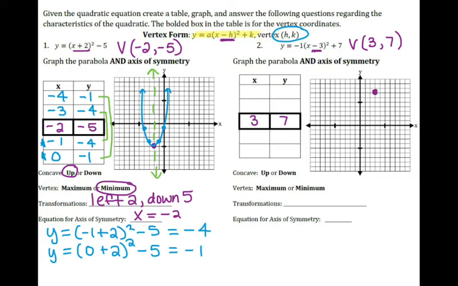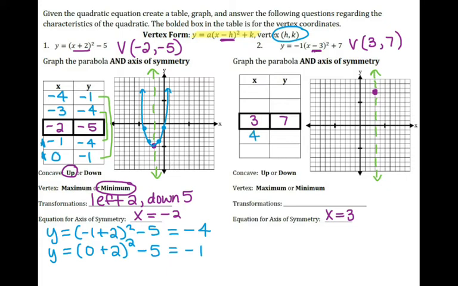I can draw my axis of symmetry, which is a vertical dotted line right through that point, and you can see that it crosses your x-axis at 3. I'm going to go ahead and write down my equation for the axis of symmetry, since we just graphed it, x equals 3. And I need to fill out my table so I can have other points so I can see what is happening to this graph.